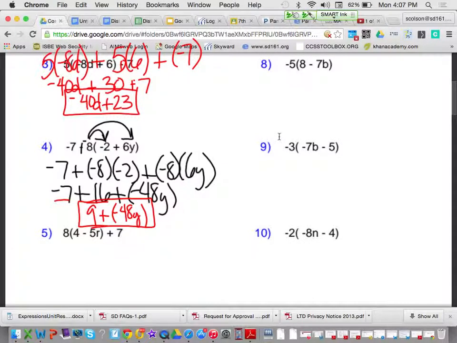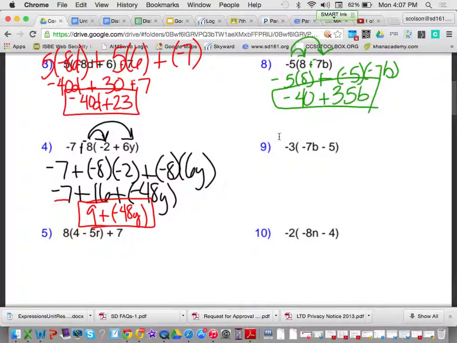Let's move on to number 8 here. Changing my minus to plus the opposite. So I have negative 5 times 8, which you can see right here, plus negative 5 times negative 7b, which is right here. Negative 8 times positive 5 is going to be negative 40. Negative 5 times negative 7b is going to be positive 35b.